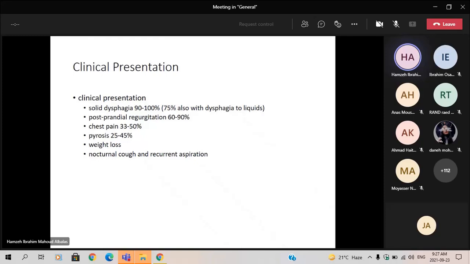So with any persistent chest infection or persistent cough together with dysphagia, we have to think of achalasia.